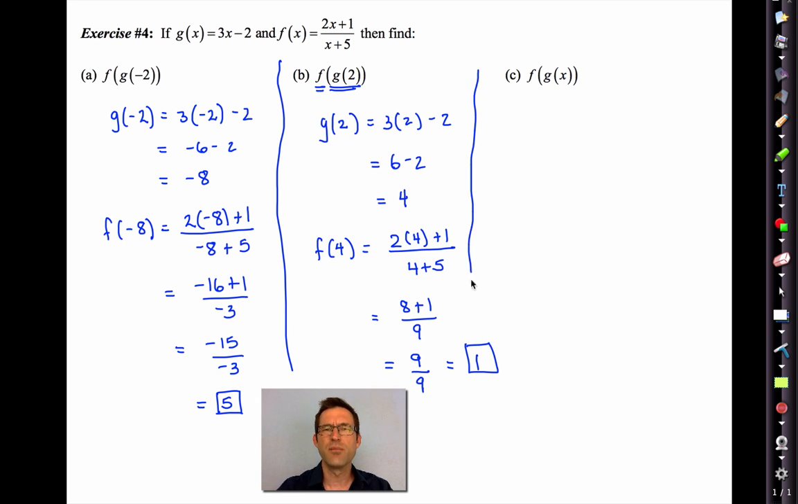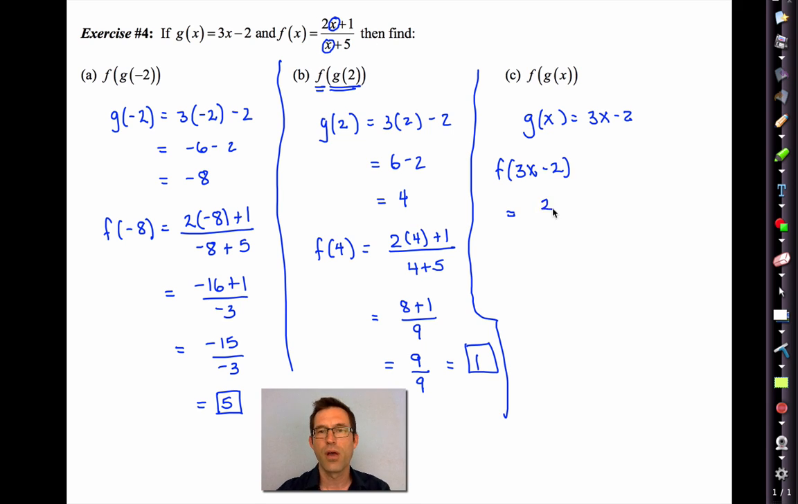Now letter C, this is the most sort of abstract of them all, but we can still play it just like we did before. It's kind of like x goes into g, and what comes out is 3x minus 2. And now I have to evaluate f of 3x minus 2. Well, what does that mean? That means everywhere there's an x in f, I have to put in a 3x minus 2. So I get 2 times 3x minus 2 plus 1. And in the denominator, I have 3x minus 2 plus 5.